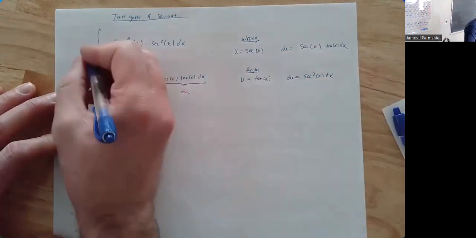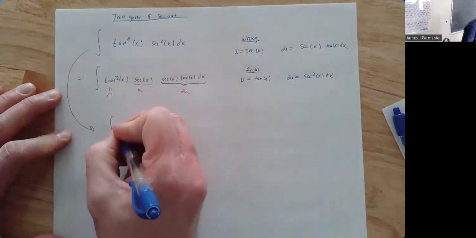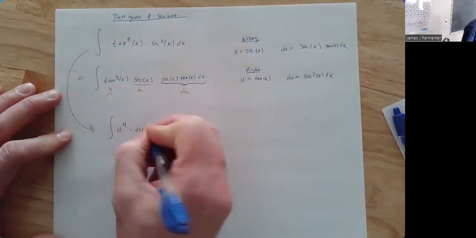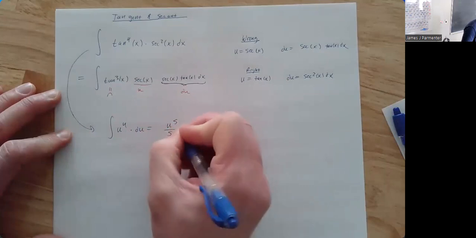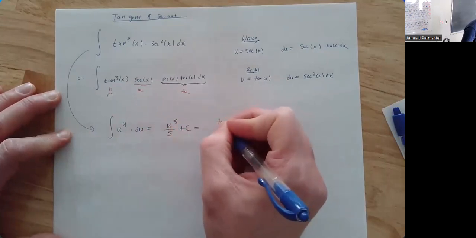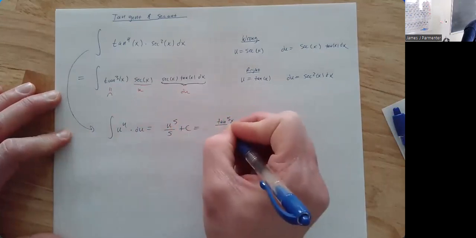So then we would rewrite this integral as the integral of u to the fourth times du, which is u to the fifth over 5 plus c, which is tangent to the fifth x over 5 plus c.